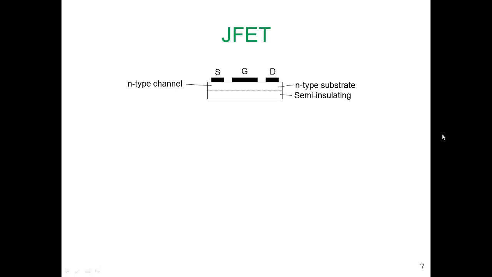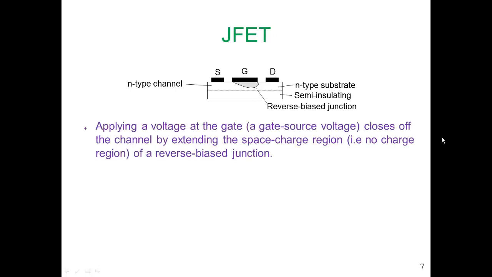The gate to substrate interface is generally reverse biased, and the drain to substrate interface is generally forward biased, so it has a very low resistance. Now, we apply a voltage to the gate to create a reverse biased junction. And when we apply the voltage at the gate, or a gate source voltage as we usually call it, the gate source voltage closes off the channel by extending the space charge region into the N-type substrate.